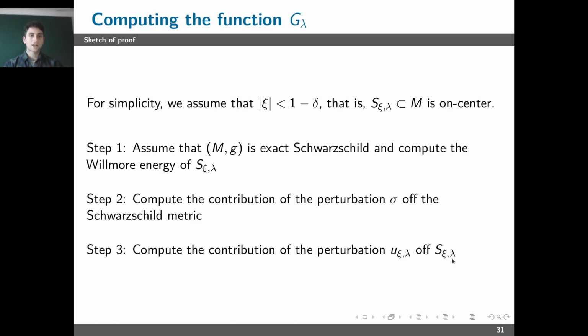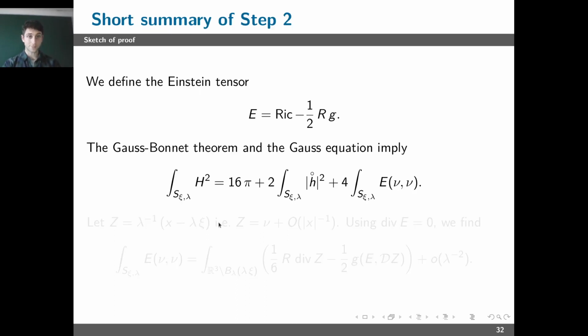Okay, now it turns out that the third step is very technical and very involved, and actually makes up the bulk of our paper, so I'm not really going to talk about that much. But the second step is, I think, more geometric, so I want to give you a quick outline of that.